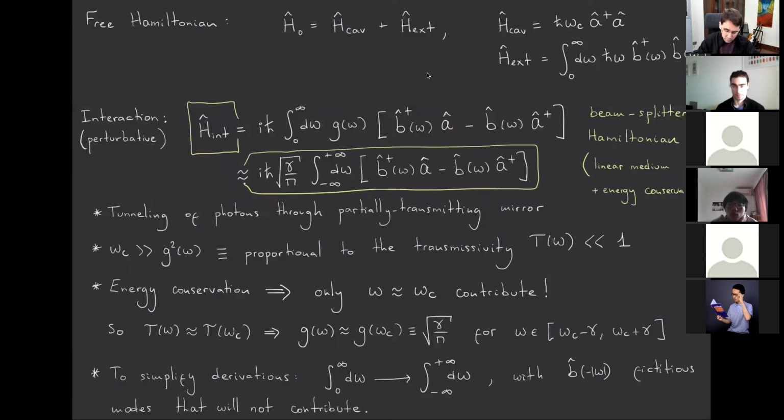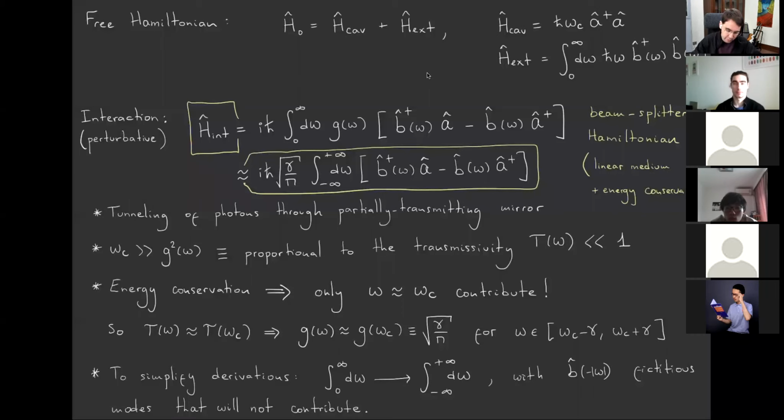This tunneling parameter G is essentially proportional to the transmissivity of the mirror. So it depends just on the transmissivity of the mirror. That's the most important component. And if we have a very good mirror, then this parameter will be small, and this Hamiltonian we can consider as an interaction.